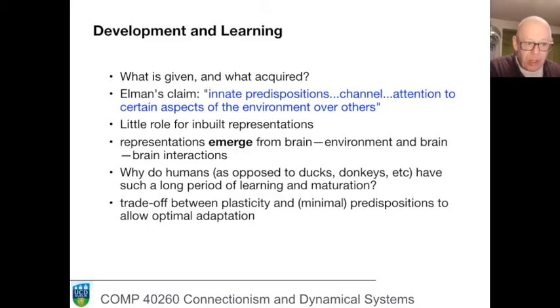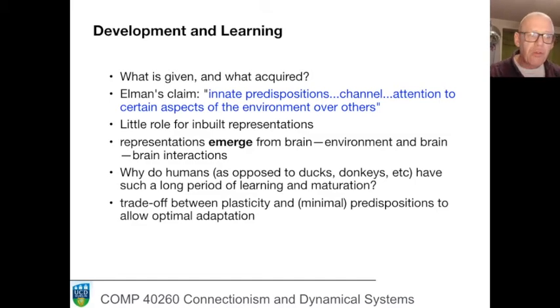And through this, the representations, structures, and processes that are necessary to support activity in the world emerge from these interactions between environment and brains, and, I don't like that use of the word brains, and between interactions within the brain.